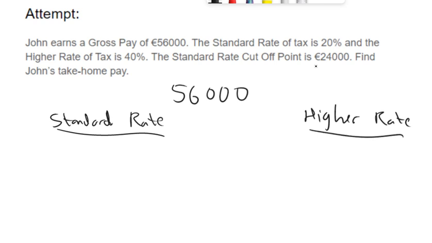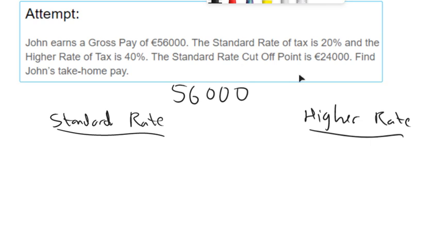So work out what you must pay at the standard rate. That's up to the standard rate cut-off point. Then work out the higher rate, so that'd be the rest of it up to the 56,000, and then find the percentages and add them together.